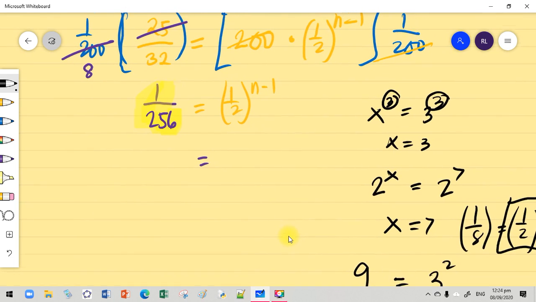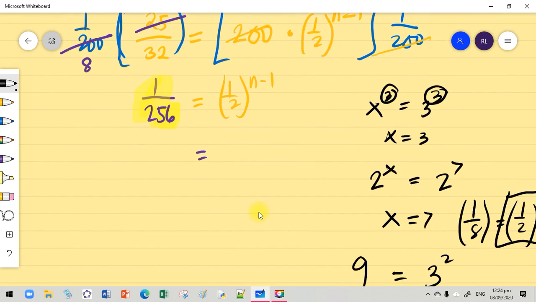So again, if we have 1 over 256, we do not worry about the numerator. We are concerned with 256, express it as base 2. I think that is 2 raised to 8. So we can say that this one is 1/2 raised to 8. Because 2 raised to 8 is 256, and 1 raised to 8 is 1.